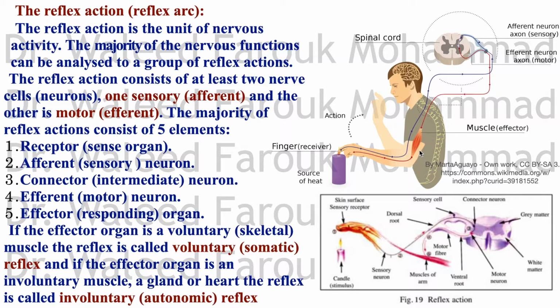If the effector organ is voluntary skeletal muscle، بيسموا ده voluntary أو somatic reflex. لو الeffector organ عبارة عن involuntary muscles زي اللي موجودة في ال blood vessels مثلا، زي اللي موجودة في الجي اي تي gastrointestinal tract digestive system يعني، ده اسمه involuntary أو autonomic reflex. يبقى في voluntary أو somatic reflex وفي involuntary أو autonomic reflex.